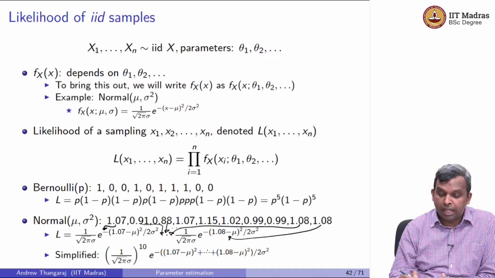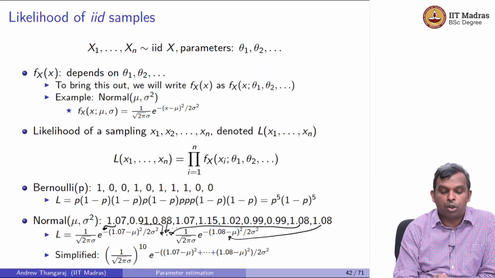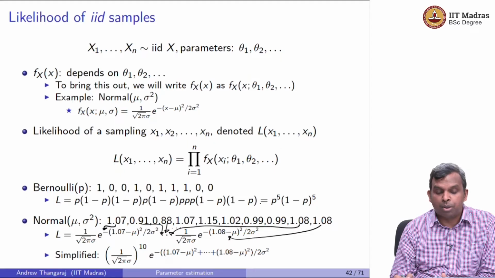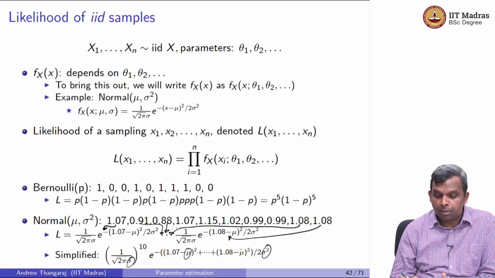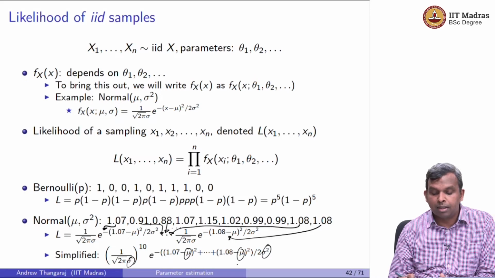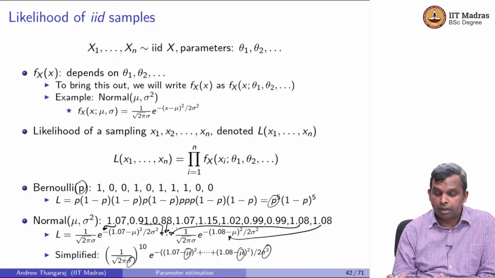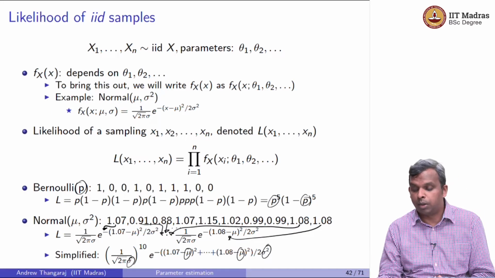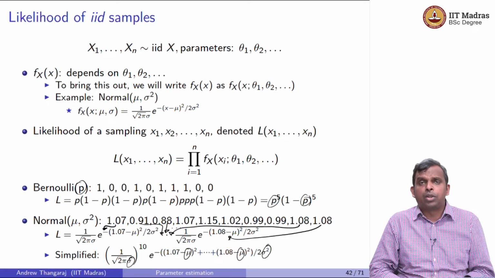Notice that in both cases, the likelihood became a function of the parameters. For the Bernoulli, the likelihood was a function of p. For the normal with mu and sigma squared, the likelihood ended up being a function of both sigma and mu. Sigma shows up in multiple places, and mu also shows up in many places. So the likelihood is a function of the unknown parameters. Of course, the distribution is known; you're assuming that and then writing down the likelihood.